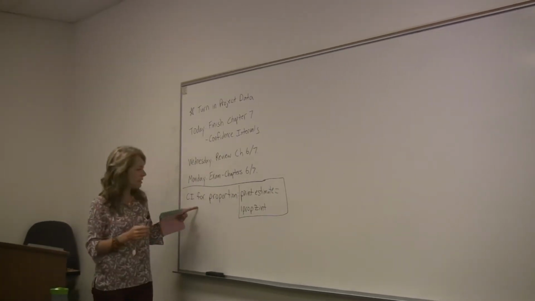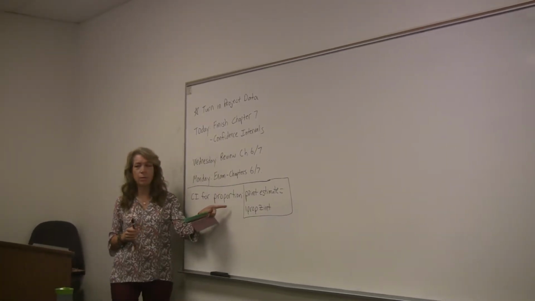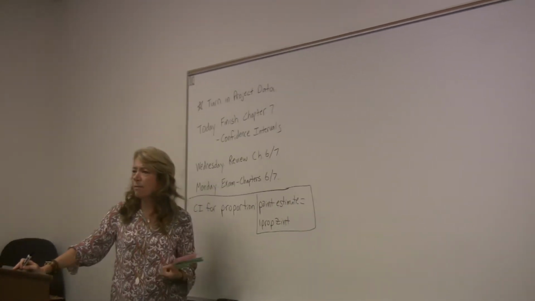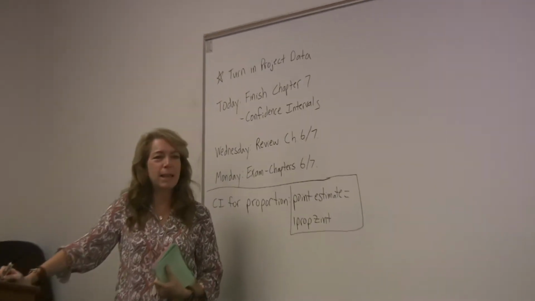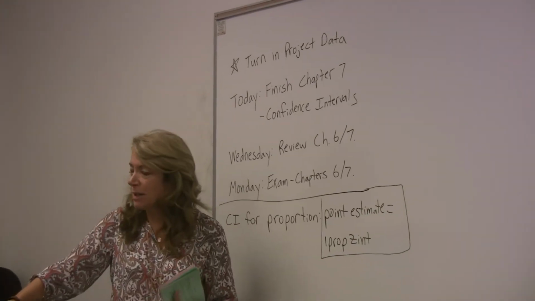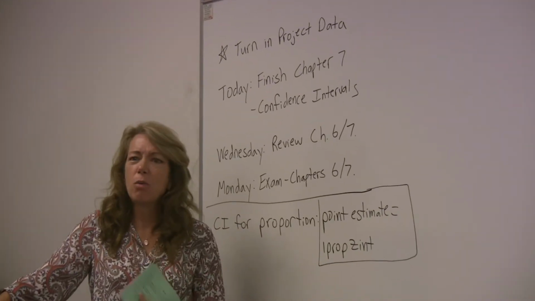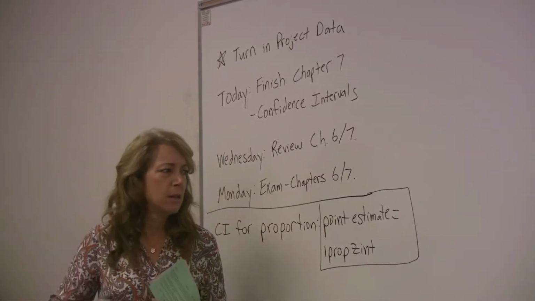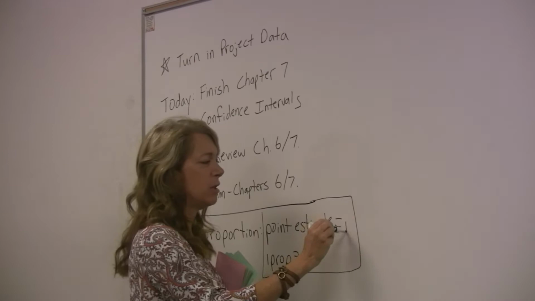When we were finding confidence intervals for proportions in 7.1, we had this point estimate. And this was the biggest question people had, but I think it was really just a vocabulary question, because once I told you what it was, you're like, oh, I have that. What is the point estimate? P hat is what I'm hearing. What does P hat represent in words?